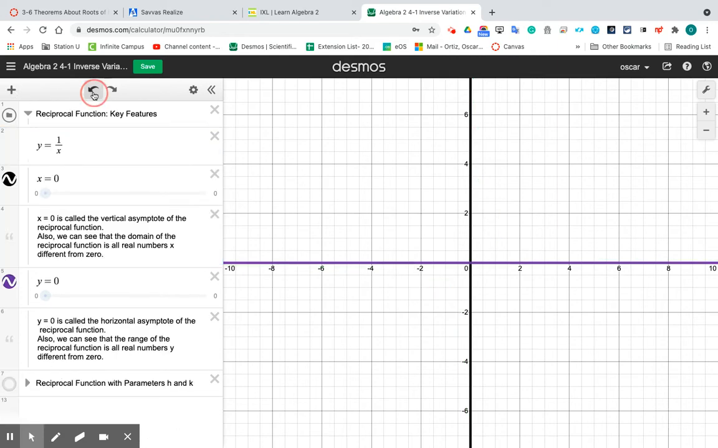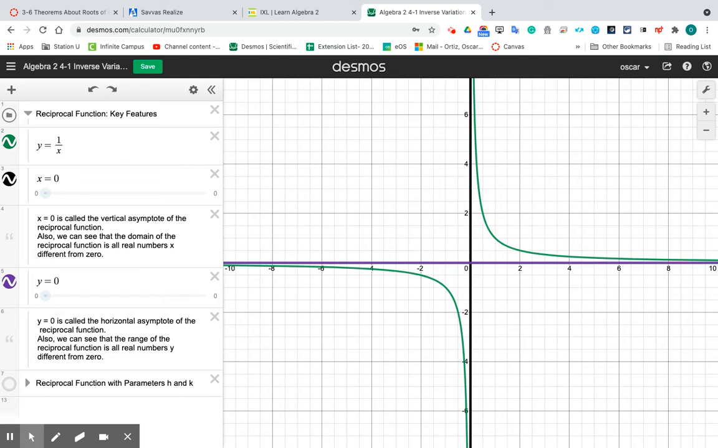So my general formula for the reciprocal function would be y equals 1 over x. And the graph here shows in green. I also colored two special lines. The one in black is a vertical line, and the one in purple, the horizontal one. In this case, the x-axis and the y-axis.